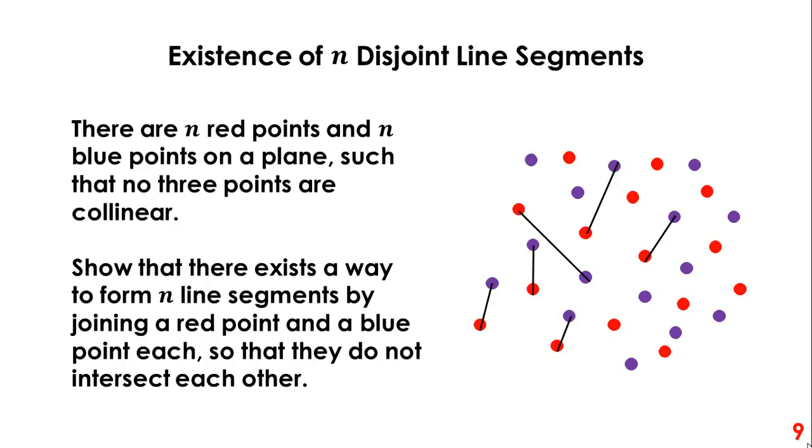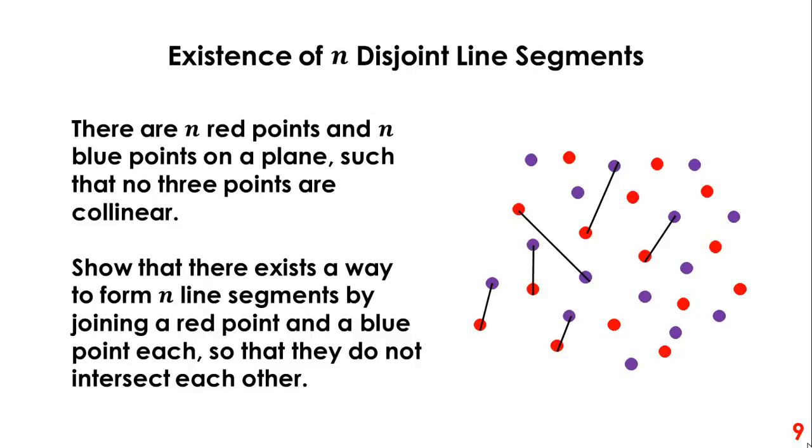Then we want to show this result. We can find n line segments. Each line segment, we take one blue point, one red point, and connect them to get one line segment. So we can get n pairs of red and blue points, and connect them to get n line segments. The conclusion is it's possible to find those n line segments such that no 2 line segments have intersection. Show that.